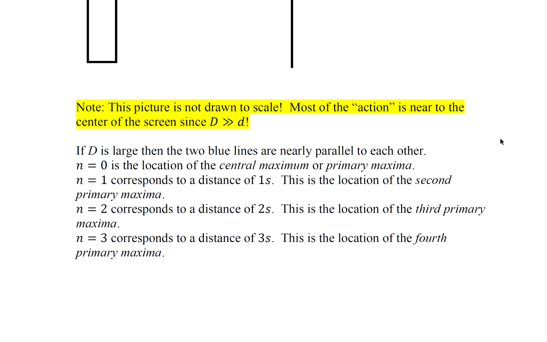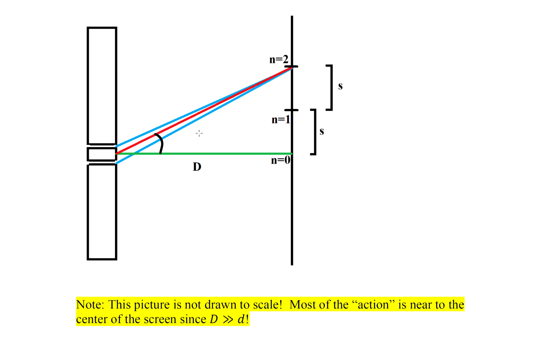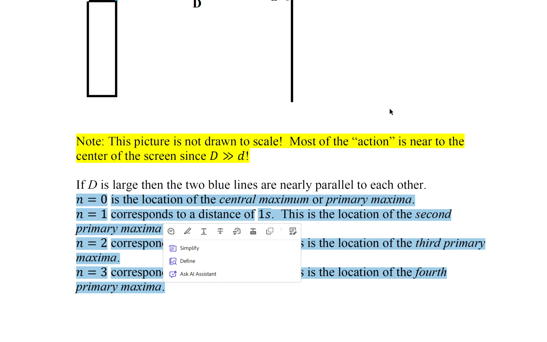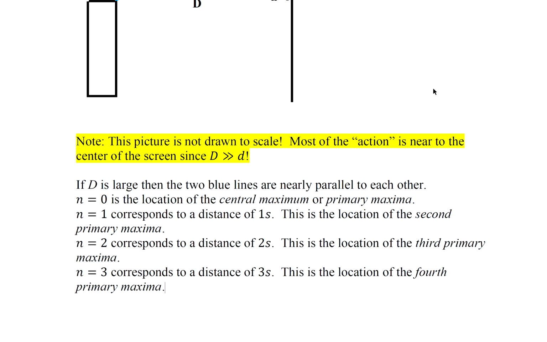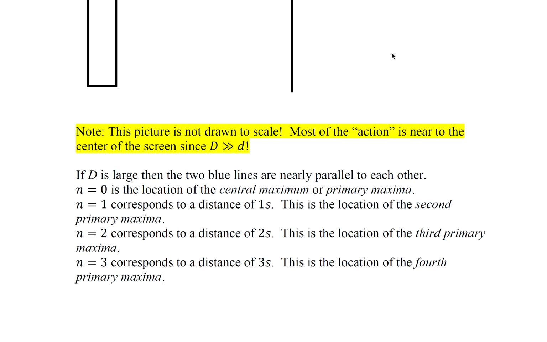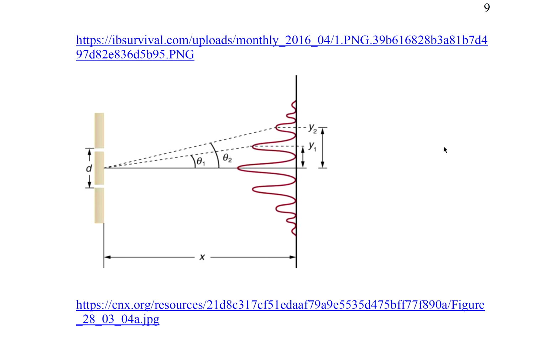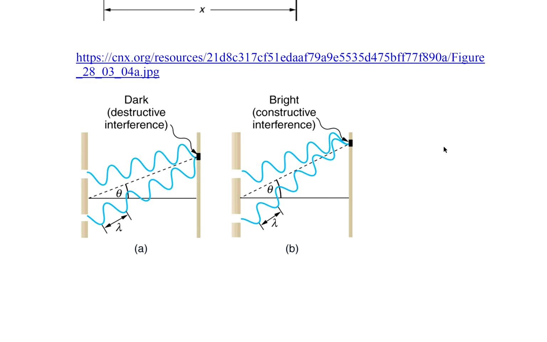So if big D is large, then the two blue lines are nearly parallel to each other. So once again, n equals 0 is the central maximum or primary maxima. N equals 1 is the second primary maxima. N equals 2 is the third primary maxima. So this is another image. This is another image.